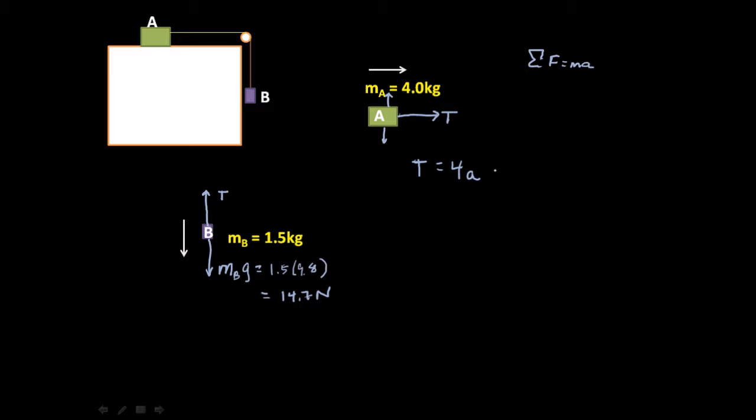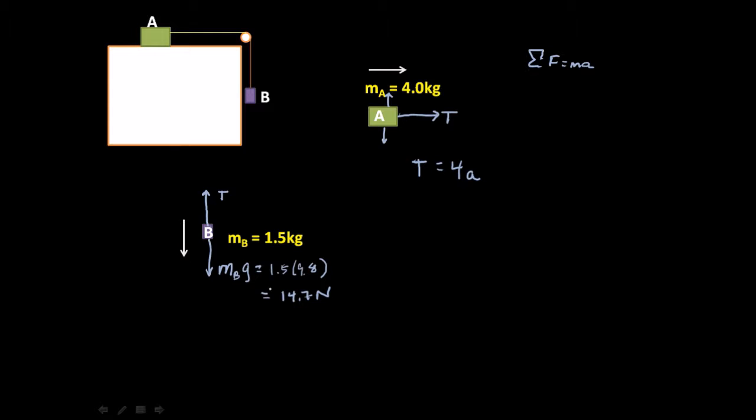The problem is, of course, there are two unknowns in this equation. How do we deal with that? By looking at the other free body diagram. That's going to give us a second equation with the same two unknowns. Let me show you what I mean.